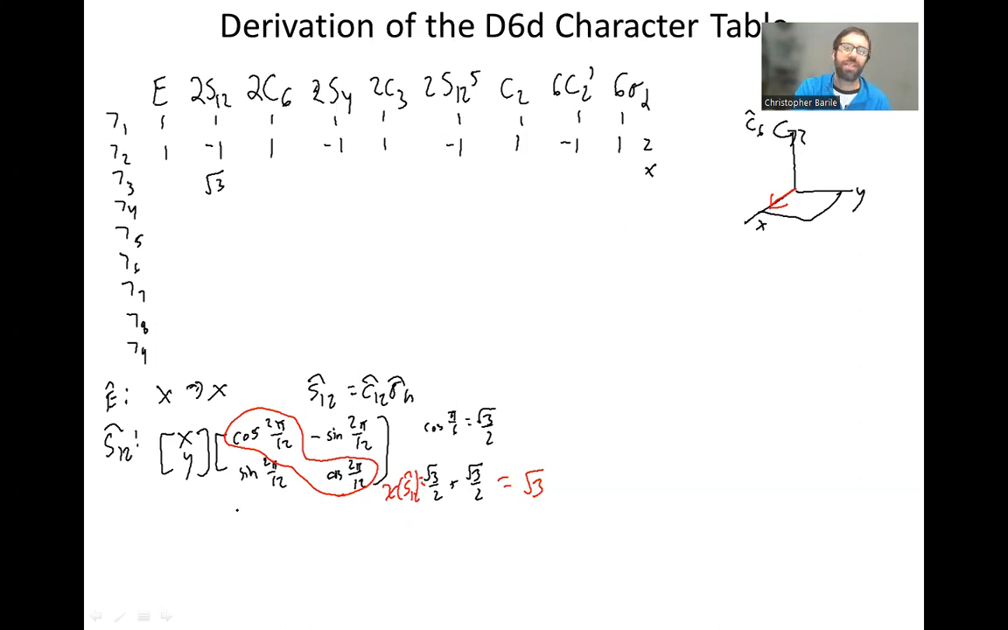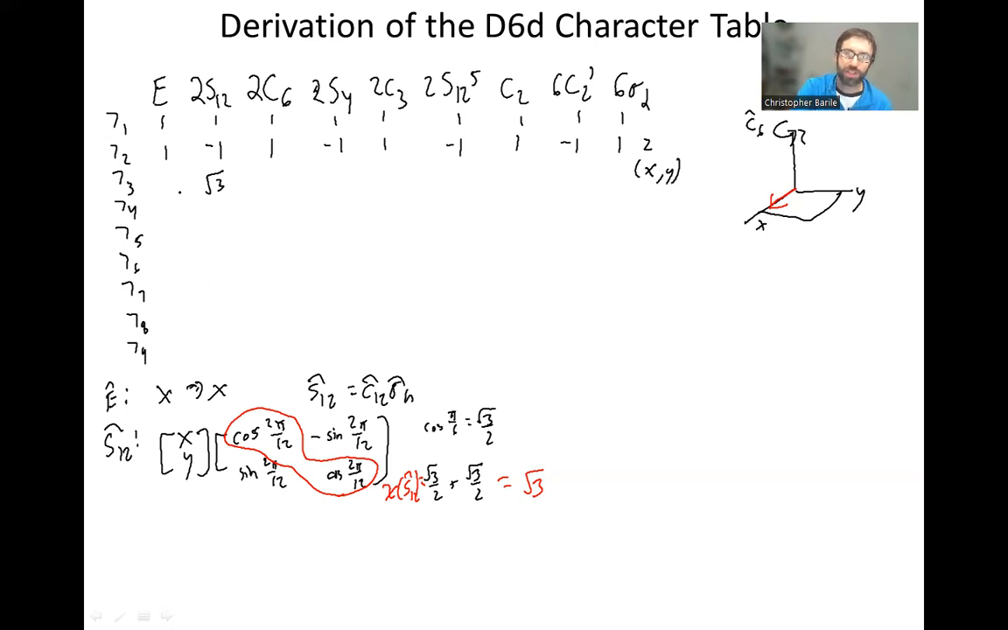But more importantly, what this tells us at this point is that how x transforms with the S12 operation cannot be explained simply in terms of x, right? It doesn't go just into x or negative x. It goes into a linear combination: x goes to cosine 2 pi over 12 x minus sine 2 pi over 12 y, and y goes to sine 2 pi over 12 x plus cosine 2 pi over 12 y. That's what this rotation matrix does for us. That tells us, in other words, that x and y vectors transform together.